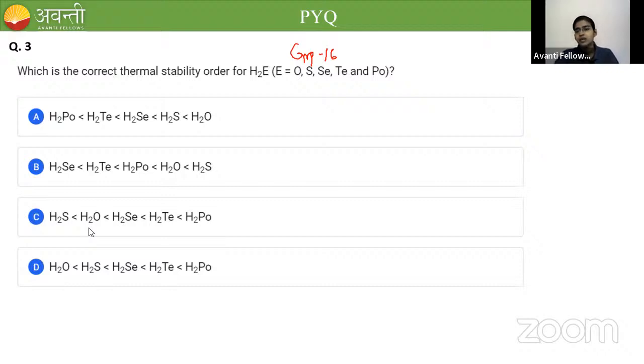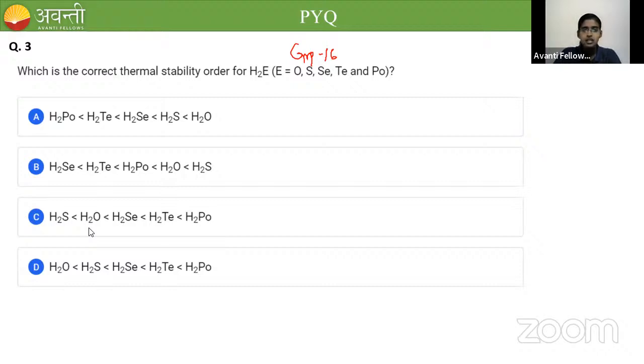Can you guys try for it? What could be the correct thermal stability? While discussing in class also, we have studied this. Any idea from anyone? Which is the correct thermal stability order?